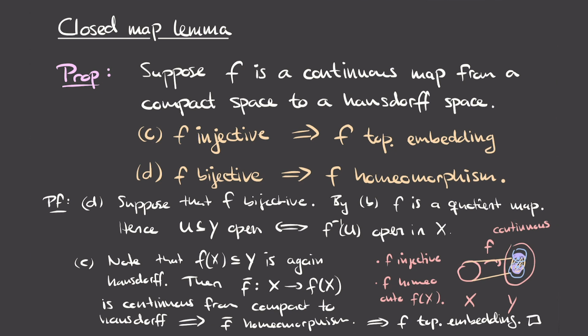So in summary, whenever we have a continuous map going from a compact space to a Hausdorff space, we can conclude that it's closed. And moreover, if that map is in addition surjective, then it's a quotient map. If it's in addition injective, it's a topological embedding. And if it's in addition bijective, then we know it's a homeomorphism. Now I hope you can already imagine why this closed map lemma would be useful, but to drive the point home, we'll see a bunch of examples where it makes our life a lot easier.